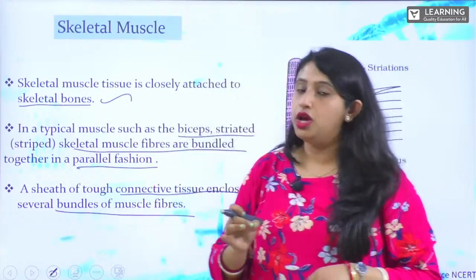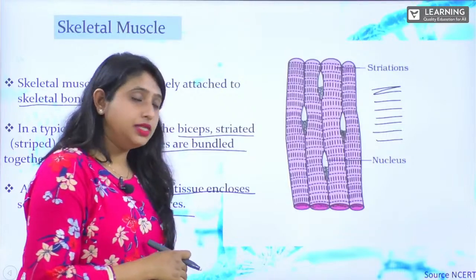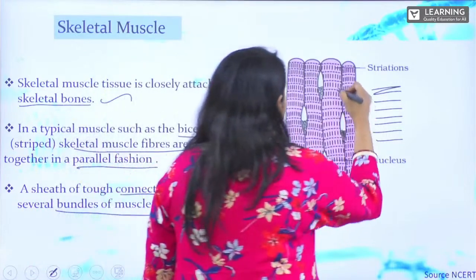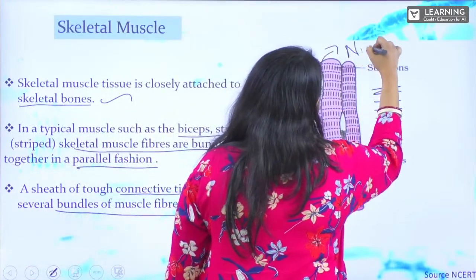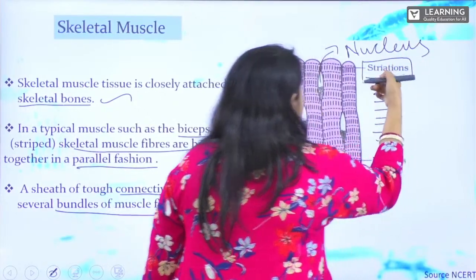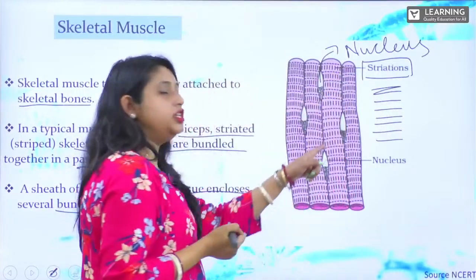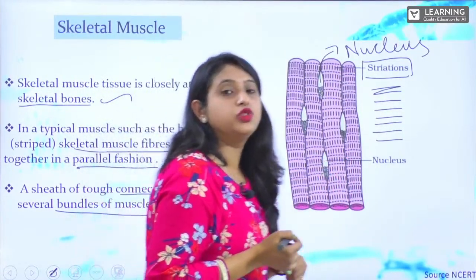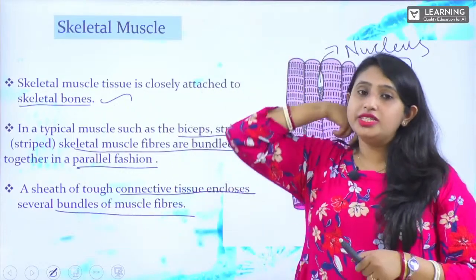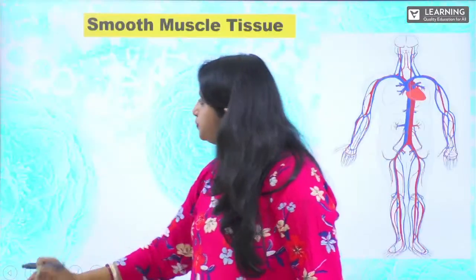Connective tissue. So as you can see, this is the picture of the striated muscle. These are the nuclei. These are striations which you can see here. Some of the bands will be light and some of the bands will be dark. So here we will see the light and the dark bands.